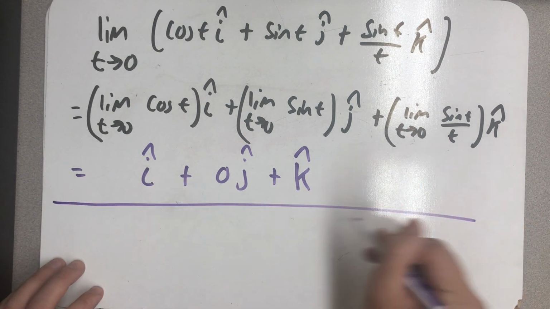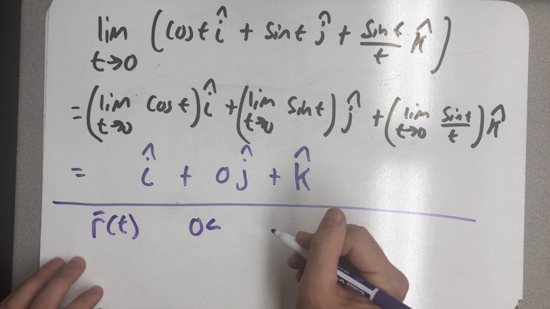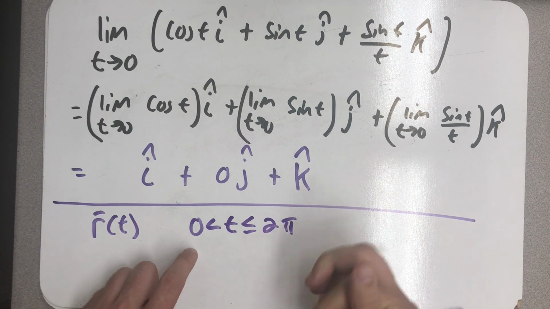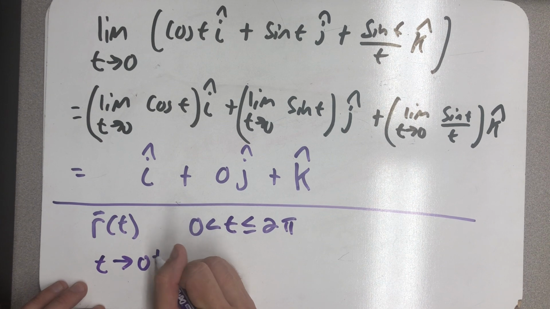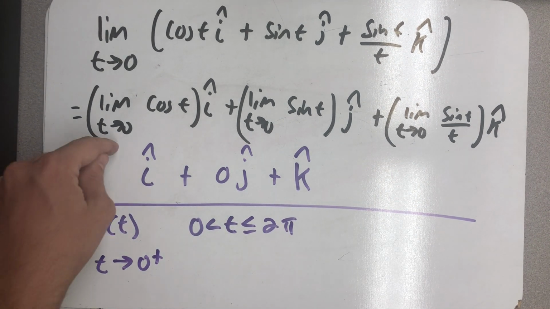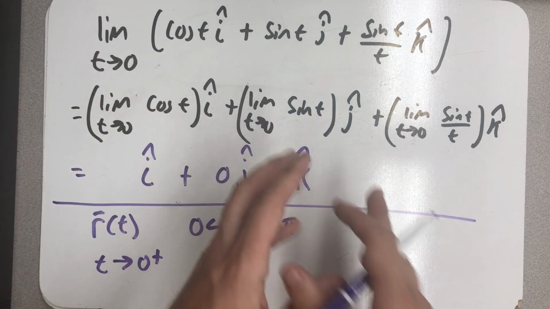If we had looked at that same vector function, r of t, but I told you that t just had to be between 0 and 2 pi, instead of taking a two-sided limit, the best I could do is take a limit from the right. We would approach that exactly the same way. Take the limit from the right of each scalar component function. Limit from the left, same idea. We just do the calculus we know in terms of the limits on each scalar function.